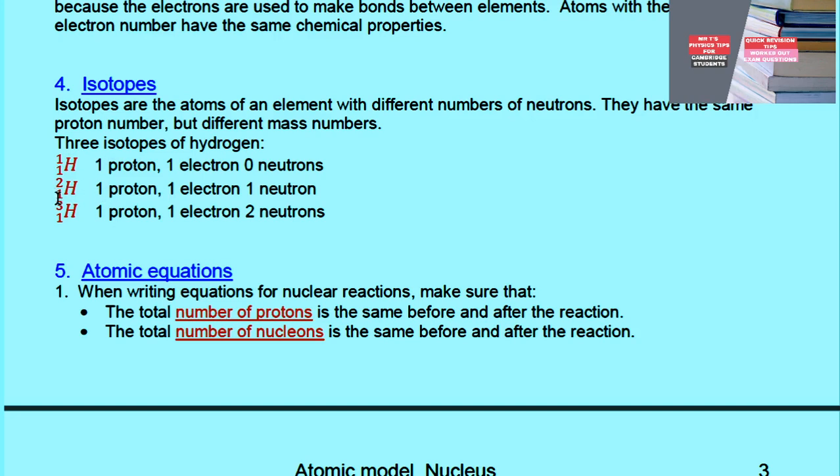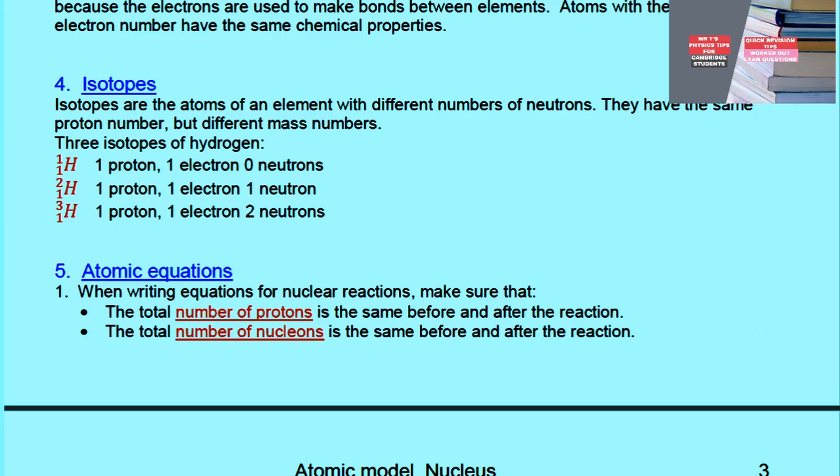And then the second one is deuterium. Deuterium has 2 nucleons, of which one of them is a proton, which means it has 1 neutron. Then we've got tritium. Tritium has 3 nucleons, and one of them is a proton, which means it has 2 neutrons. And in every case, the number of electrons equals the number of protons.